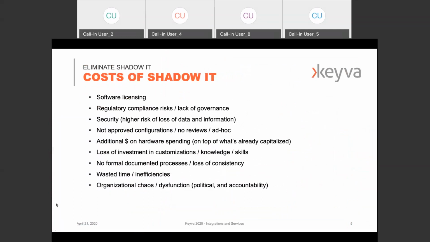Software licensing, obviously, you may already have capitalized some of the software. You may have already bought software and licenses for internal use. But when you go outside the centralized process, again, you may not be able to see these unit costs, but these are all baked into the quote unquote lease of the part that you take from outside. The biggest cost, in our opinion, is the regulatory compliance risks. And we just saw that 30% of those shadow IT infrastructure is under risk.